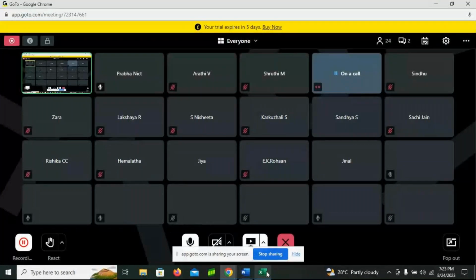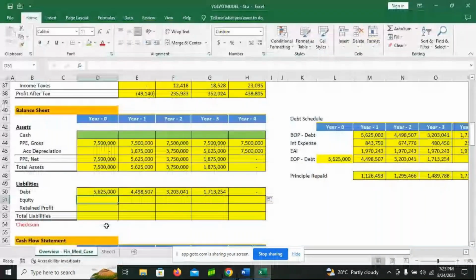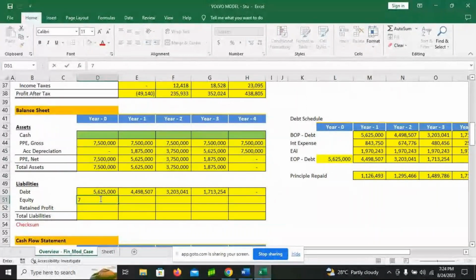Okay. So equity is on the 75 lakh, 25% of that is my equity, equals into 25%. So this is going to remain the same throughout all the 4 years. And then retained profit will be D50 plus D51.